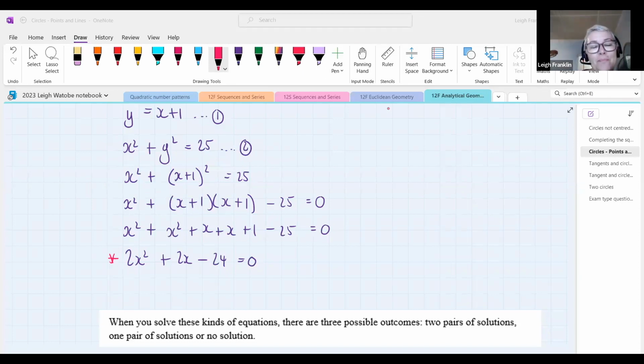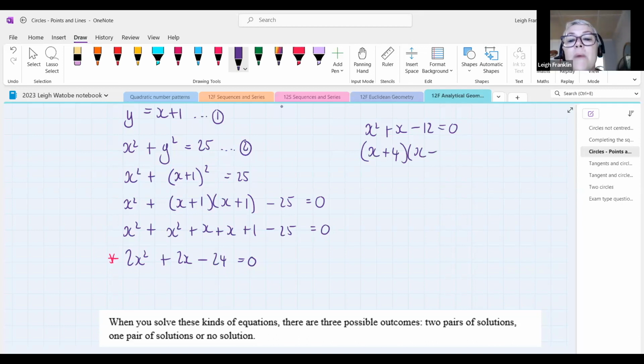If you want to go ahead and factorize, that's absolutely fine. Or if you are really not good at factorizing and it's a problem for you, then you could use the quadratic formula. Okay, so what I'm going to do, because this one isn't too bad, I'm going to divide through by 2. That's going to give me x squared plus x minus 12 is equal to 0. And now I'm going to factorize my trinomial. So that's going to give me x plus 4 times x minus 3 is equal to 0.